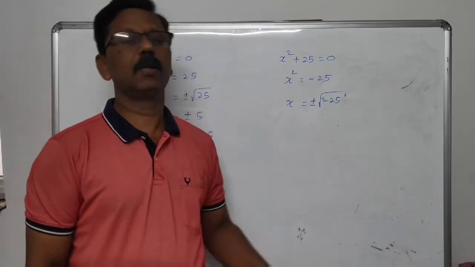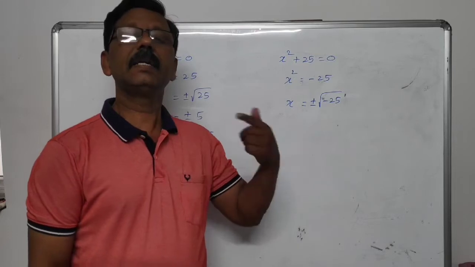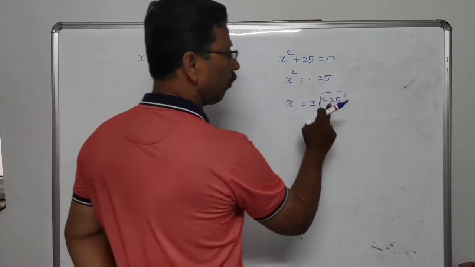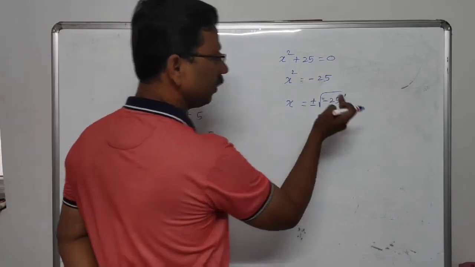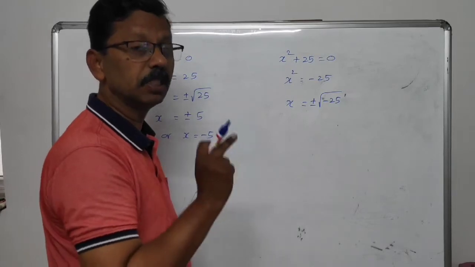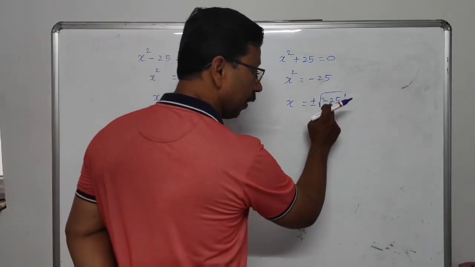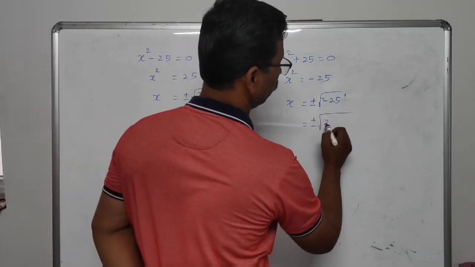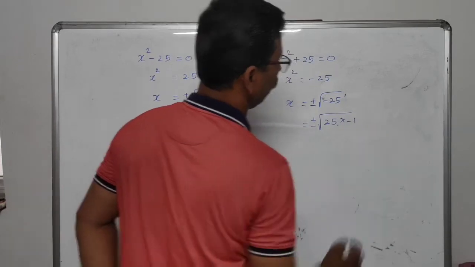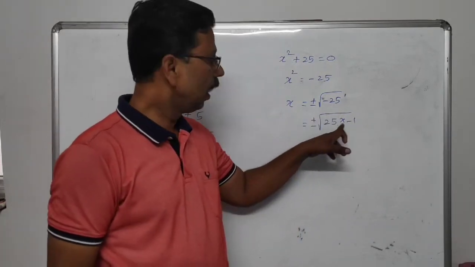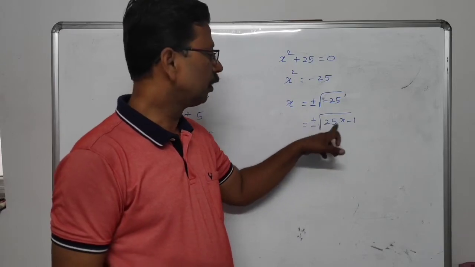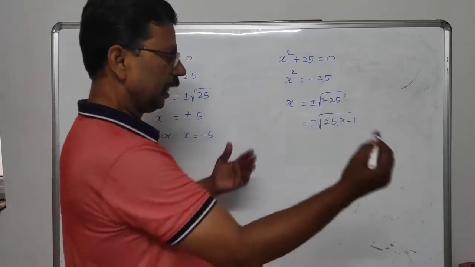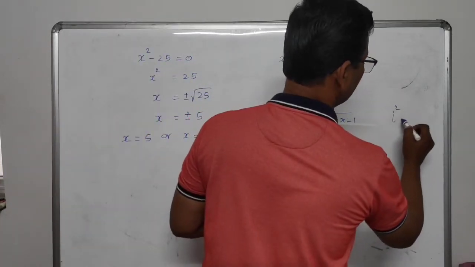Now, there is a root for this negative number that we can call an imaginary root. For that, see here, whenever you want to find the square root of a number, within the square root you must have a positive number. Now, how do you convert this minus 25 to plus 25? You can write plus or minus root of 25 into minus 1. Now we made this minus 25 as plus 25 and we have written minus 1. Now, this is a positive quantity. Whenever you take a square root, you must have only a positive quantity. For that, they have introduced the concept i square is equal to minus 1.